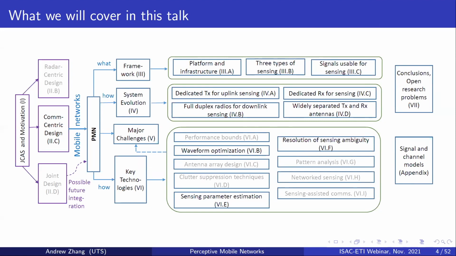In this talk, we will first look at the framework for PMN and then discuss how to evolve the communication-only mobile network to PMN with integrated communication and sensing capabilities. We will also look at several key research problems and critical technologies, mainly waveform optimization, sensing parameter estimation, and the resolution of sensing ambiguity due to clock asynchronism between transmitter and receivers. These three areas are also the areas that we have studied the most so far.